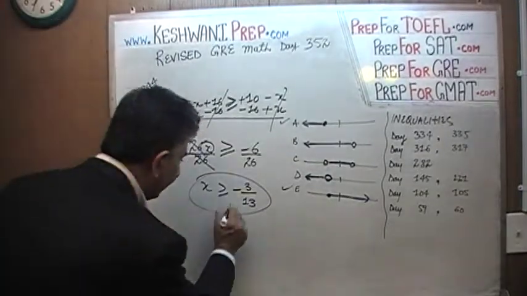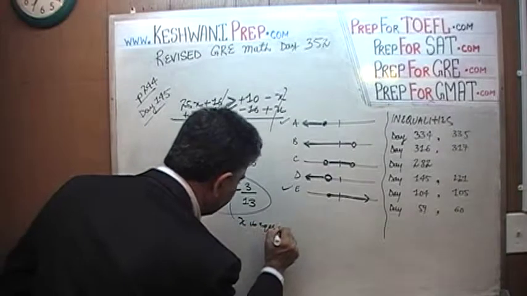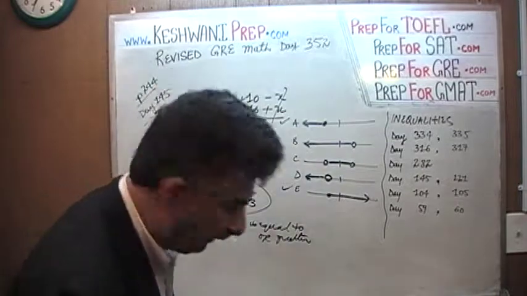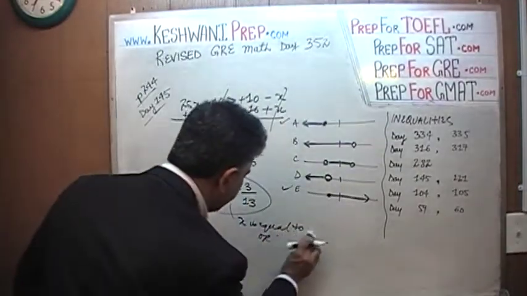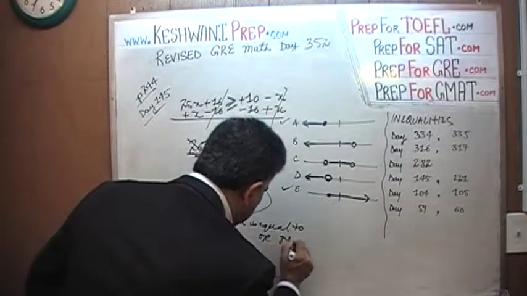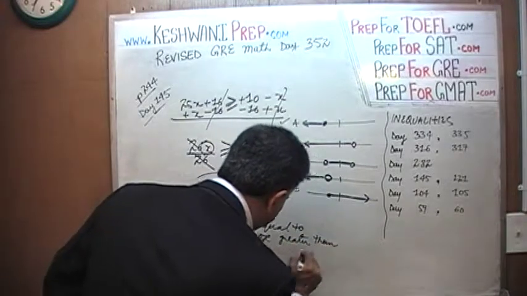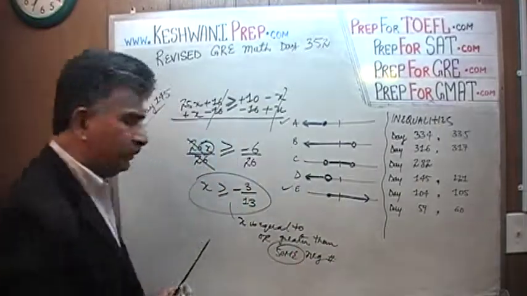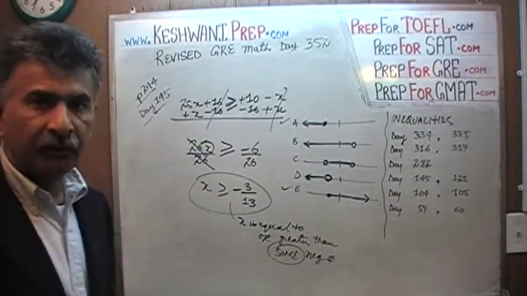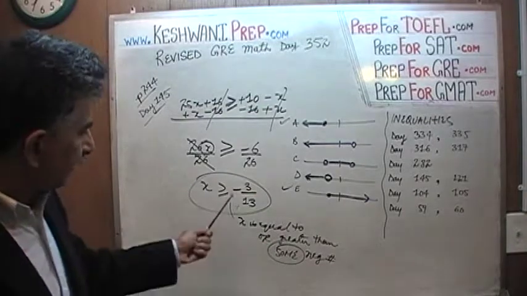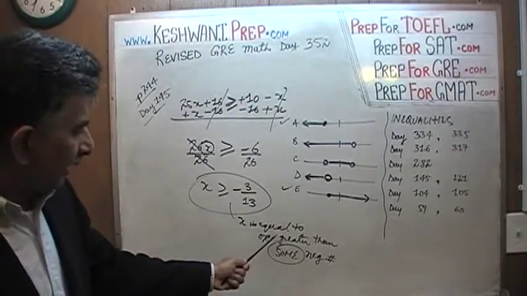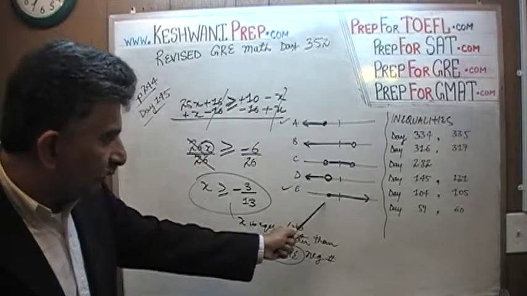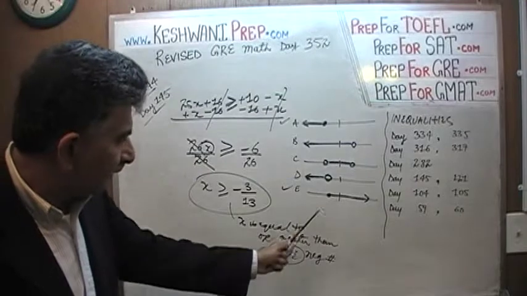This tells us that x is equal to or greater than some negative number. We don't know what that negative number is because there are no numbers here. So can you find one answer choice here that represents this scenario where x is equal to, you see this closed circle, or greater than some negative number.